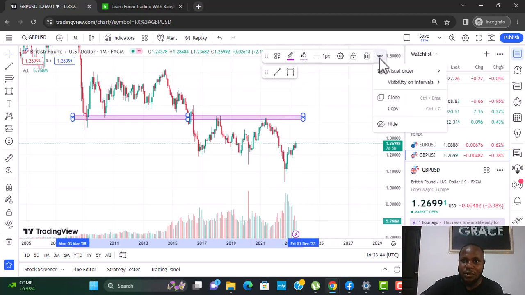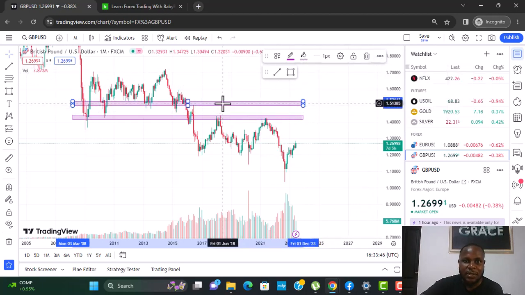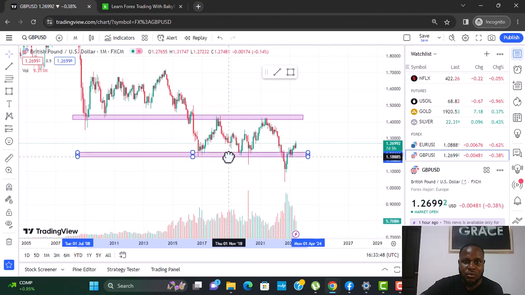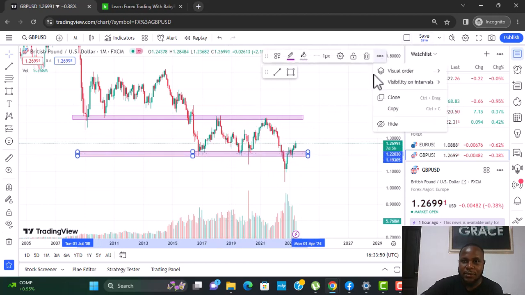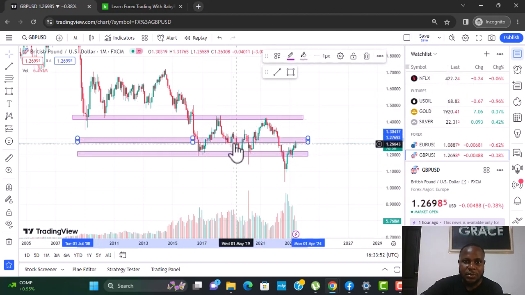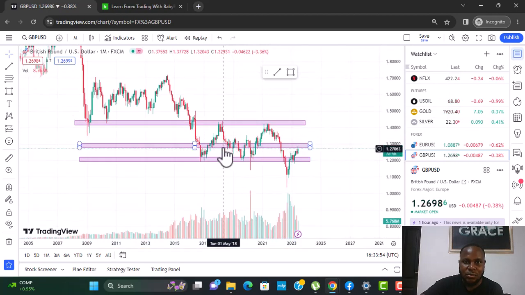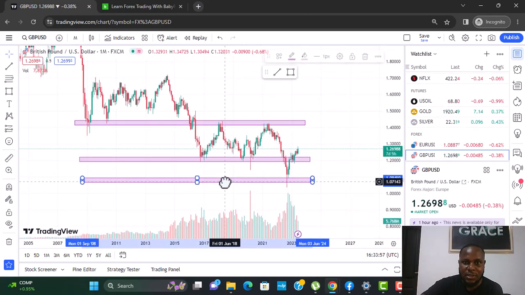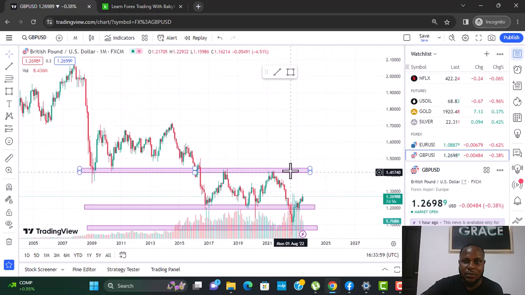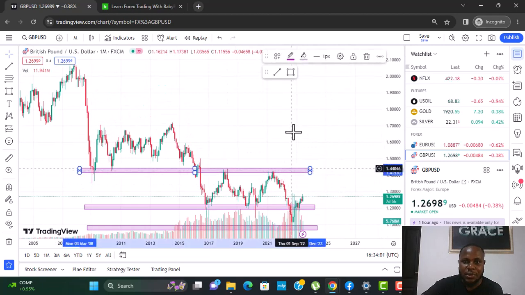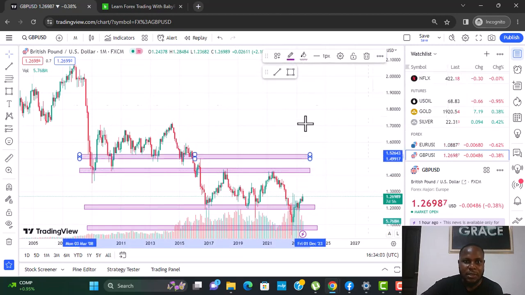So I believe you understand the concept by now. We are picking out key levels in the market. Support, resistance, support, resistance. So this is another support. Let's just add a few more levels. We don't need to go crazy, including so many.